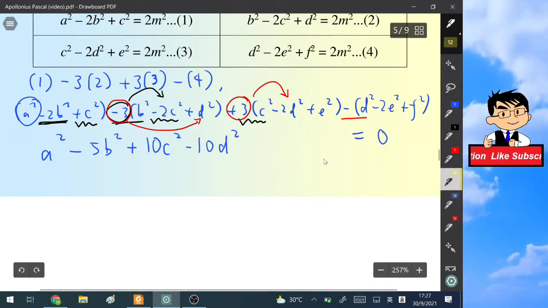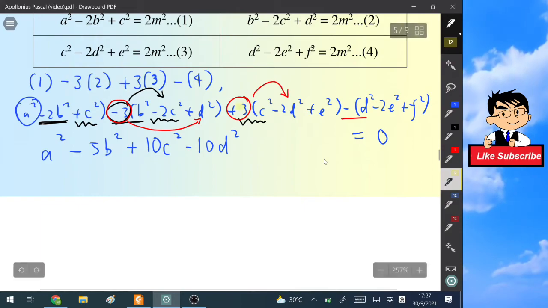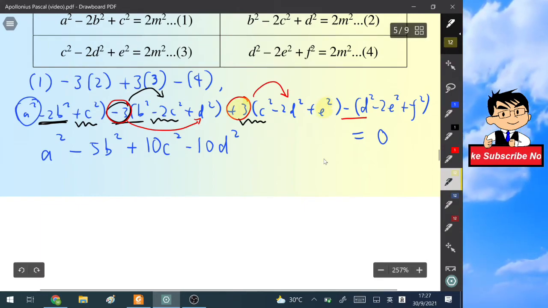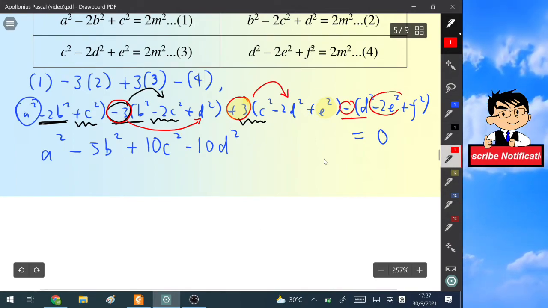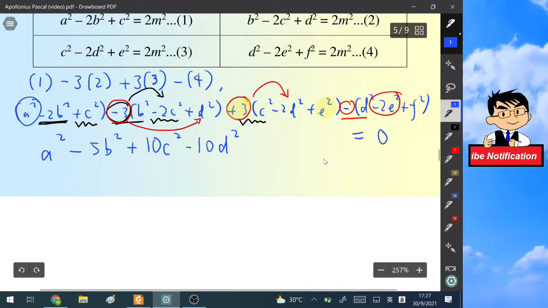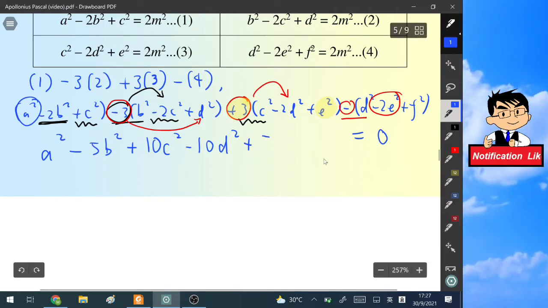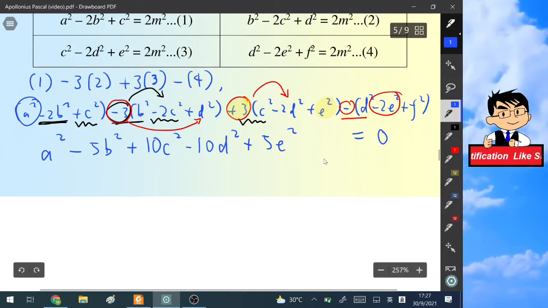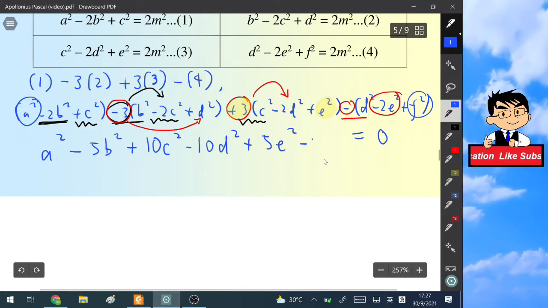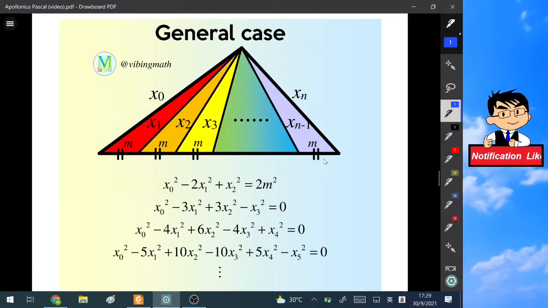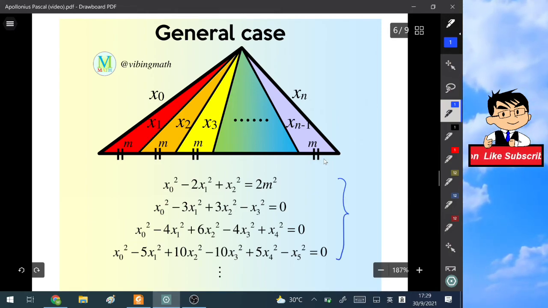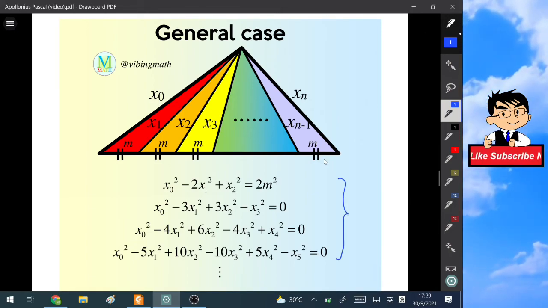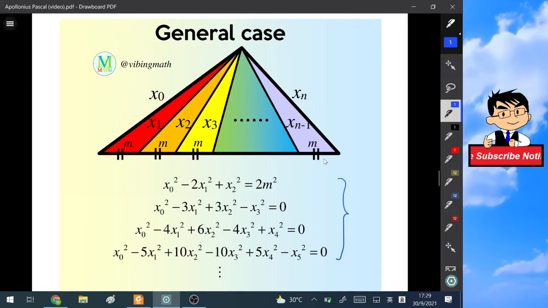And then for the e squared term, we have 3 times e squared, and then another negative times negative 2e squared. So we have plus 5e squared. And then for the f squared term, we have negative f squared here. So now let's gather all the results together, and I list them all below. And we can see that some interesting pattern comes out.